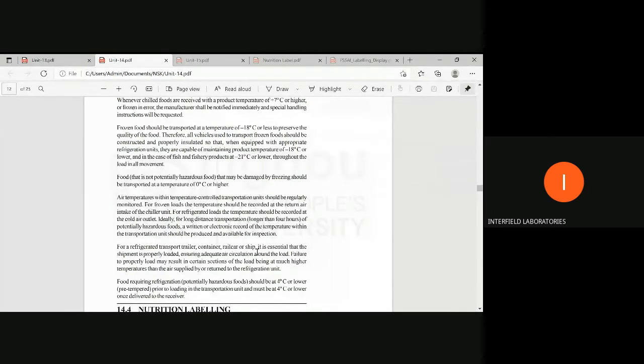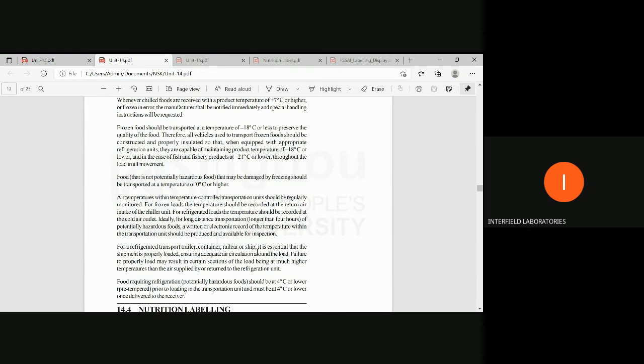For a refrigerated transport trailer, the shipment must be properly loaded, ensuring adequate air circulation around the load. Food requiring refrigeration should be at 4 degrees Celsius or lower prior to loading in the transportation unit, and it must be 4 degrees Celsius or lower once delivered to the receiver. So these are some of the good transportation practices to ensure food safety.